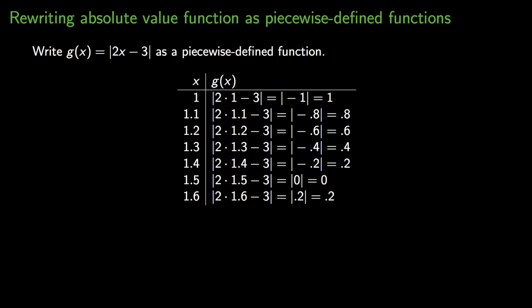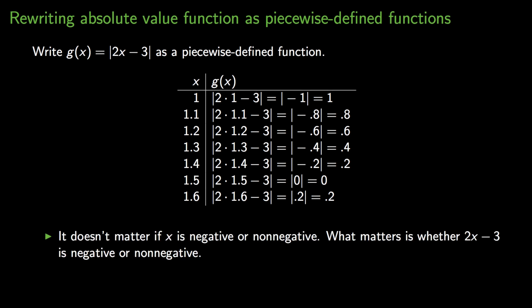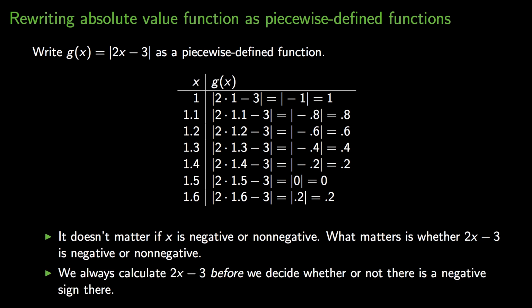So notice how those x's were positive the whole time, but something really important changed right here at this pivot point. This is exactly where we switched from taking the absolute value of a negative to the absolute value of a positive. So it didn't matter that x was negative or non-negative. What matters, it turns out, is whether 2x minus 3, that entire expression, is negative or non-negative.